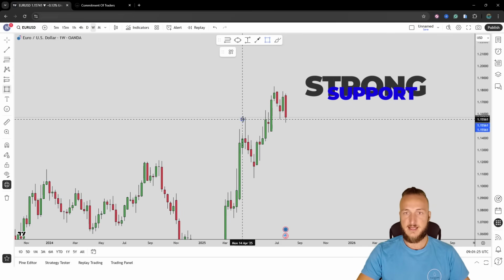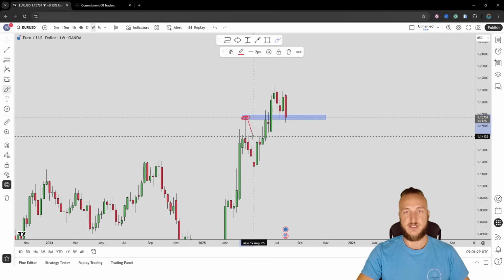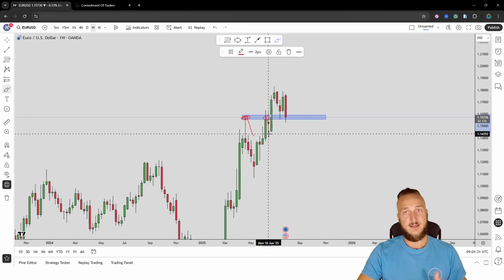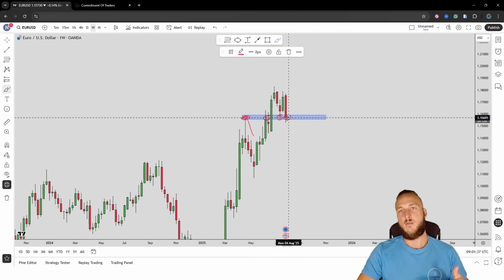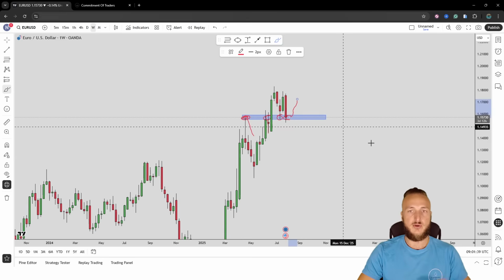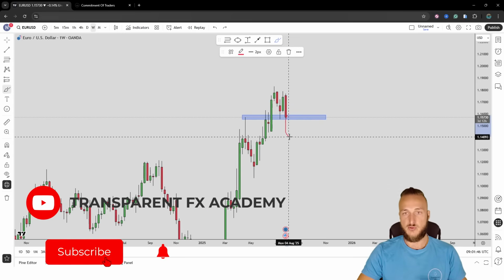In fact, this level is an important structured zone. It was acting as previous resistance from here and here. Then the market broke above the level and that previous resistance became support here and here. And until the market remains above this zone, it could easily reject higher. So what we need is a confirmed break below this support.